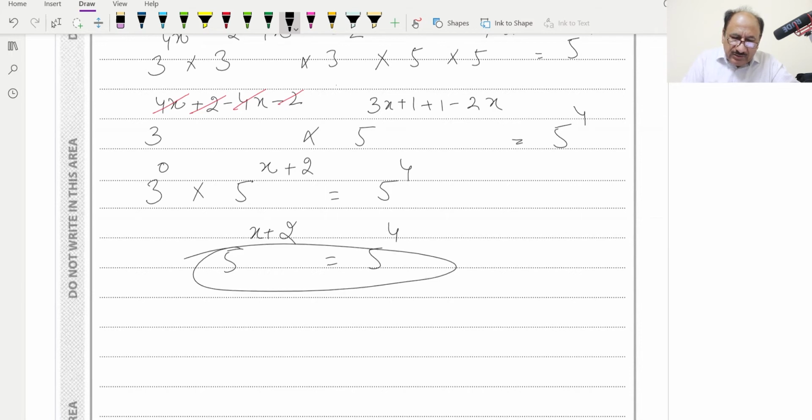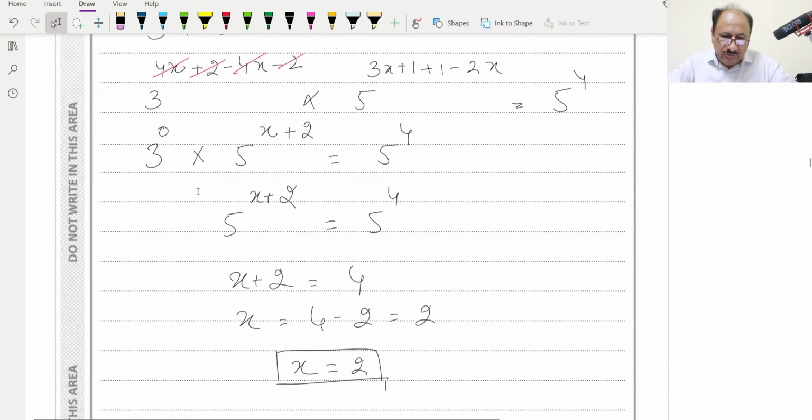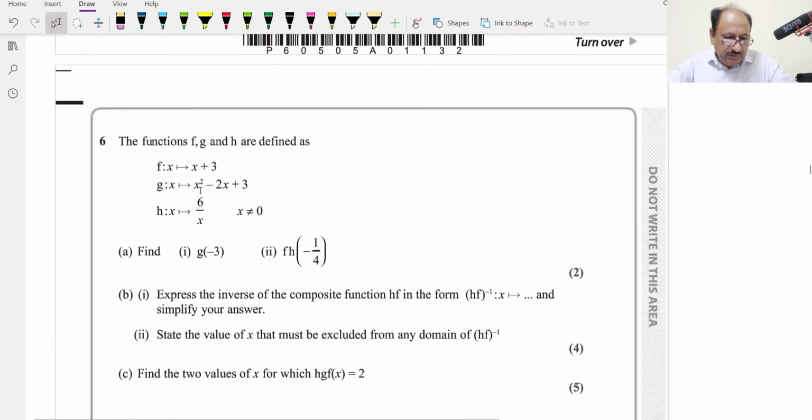Now the bases are the same, so the powers can be compared, so x plus 2 is equal to 4. We can shift 2 to the other side, so x will be equal to 4 minus 2, which is equal to 2, so x is equal to 2 will be our final answer for this question. This was a 4-mark question, straightforward, easy.